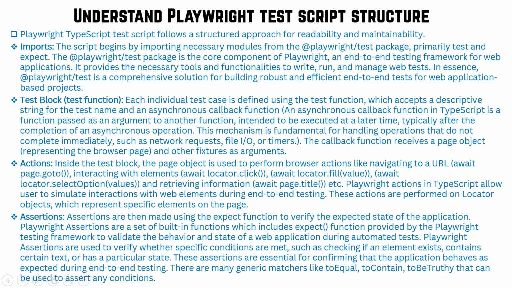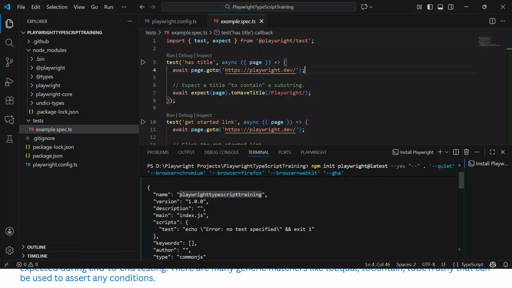And retrieving information: suppose you want to get the title of the page or the URL of the page, all this stuff you can also code with the help of retrieving information, etc. Playwright actions in TypeScript allow the user to simulate interaction with web elements during end-to-end testing. These actions are performed on a locator object, which represents a specific element on the page.